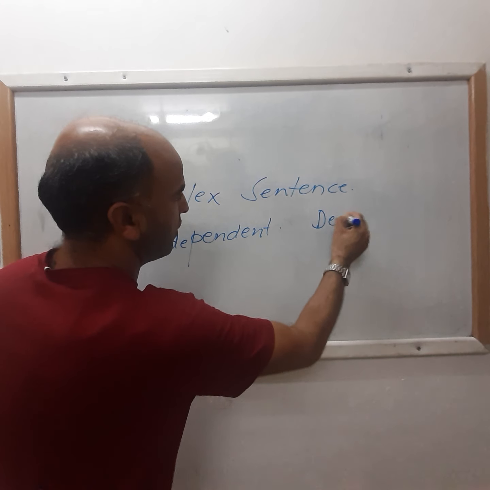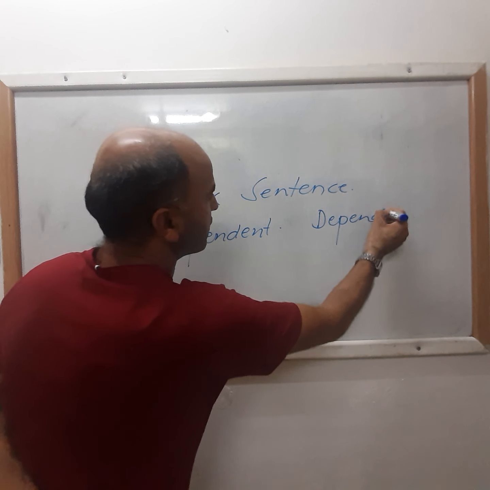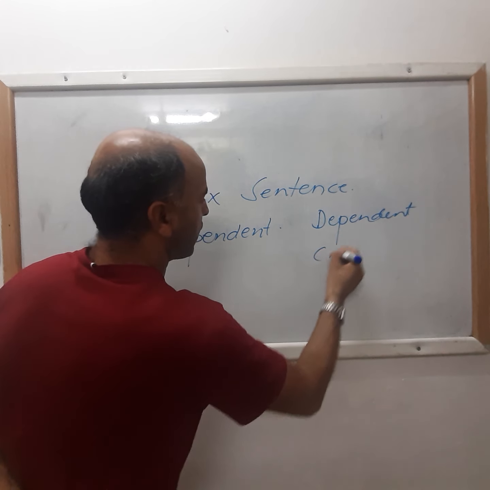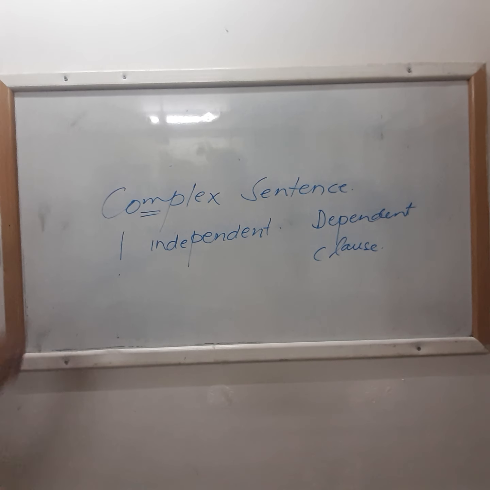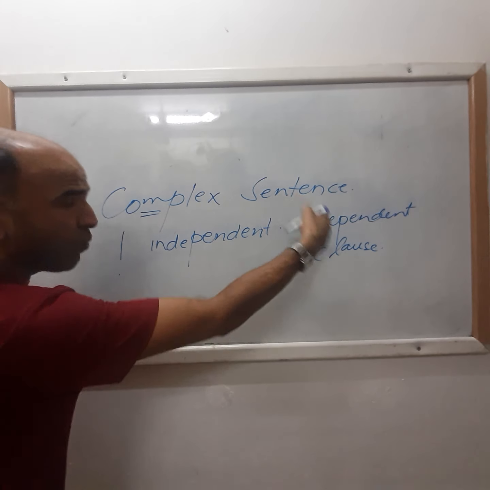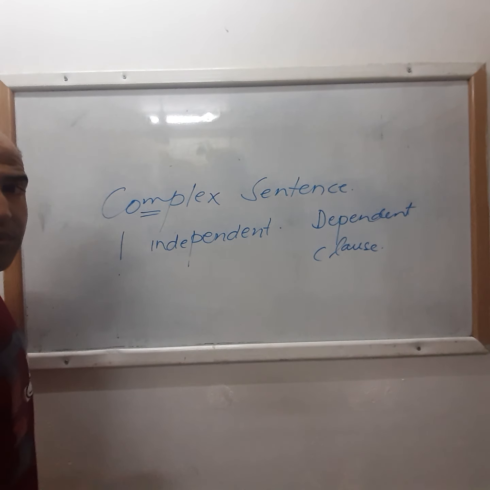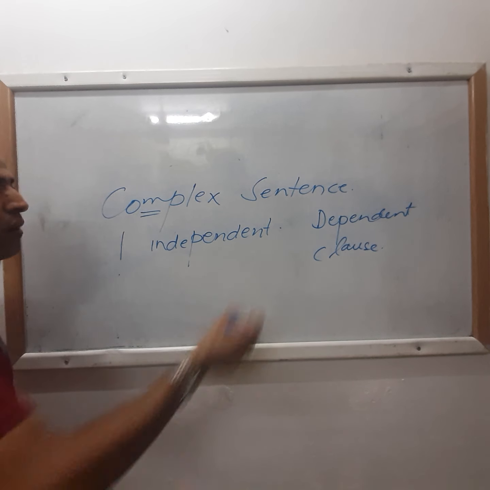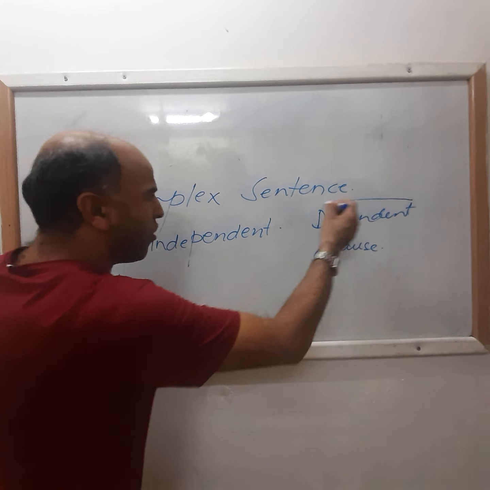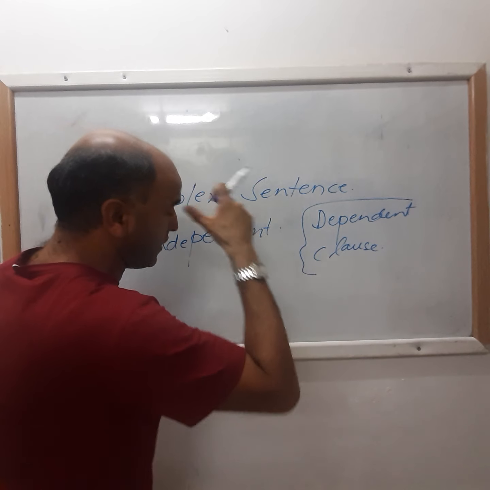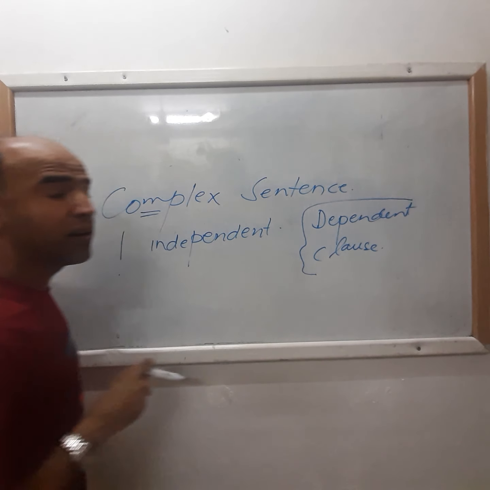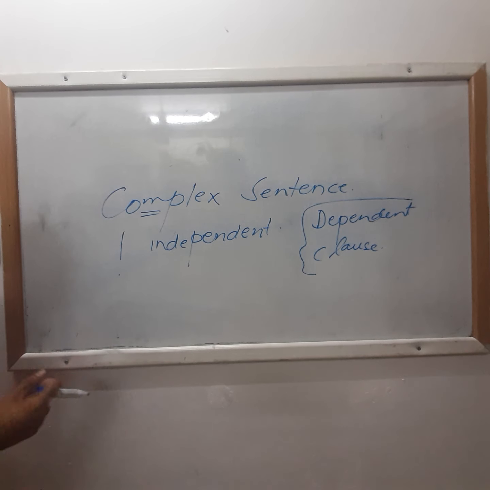Now this is something new. Dependent clauses. Okay. Now, one independent and one or more dependent clauses. What is a dependent clause then? A dependent clause is actually a clause within a sentence. It has got its own subject, its own verb, but it cannot stand on its own. I'm going to cite an example for your convenience and understanding.